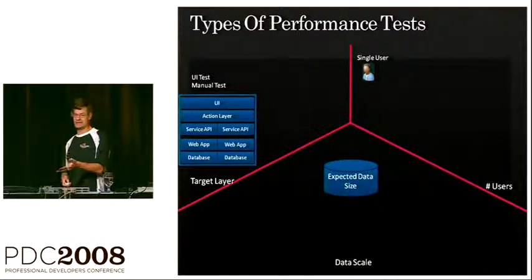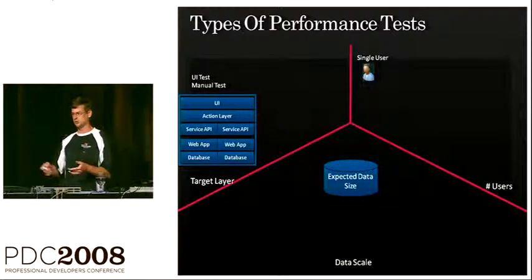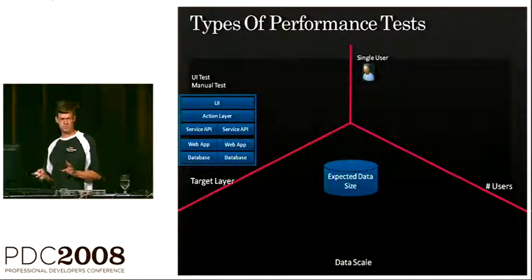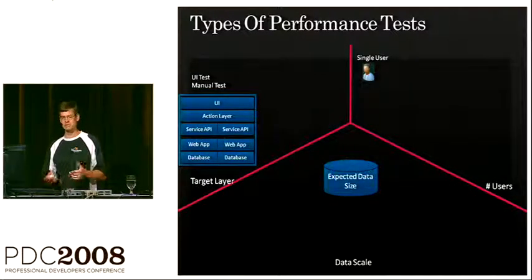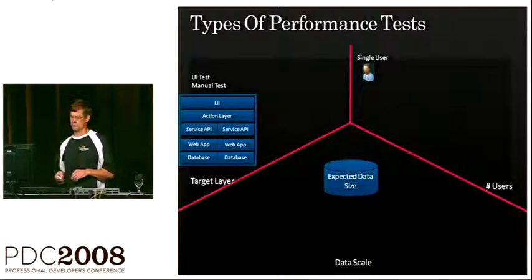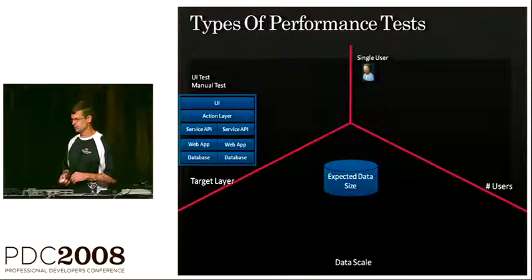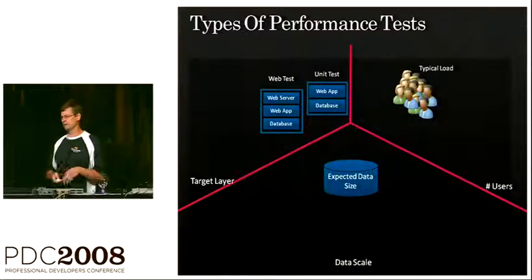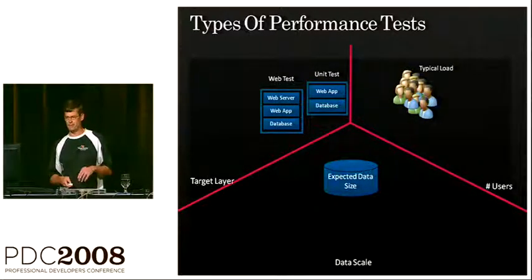And it's amazing how many problems we see just with this. Most of the initial problems are related to data. And so by scaling up your data, you're going to find a significant number of problems. And then you can look at doing load tests. Again, start slow, ramp up.